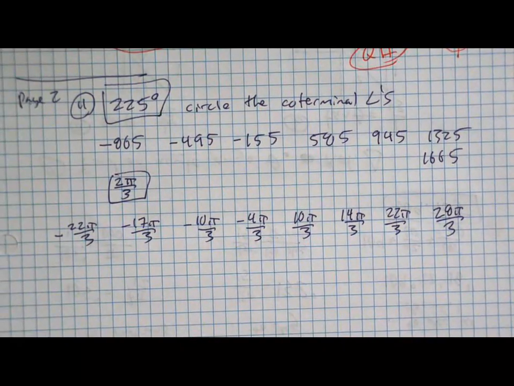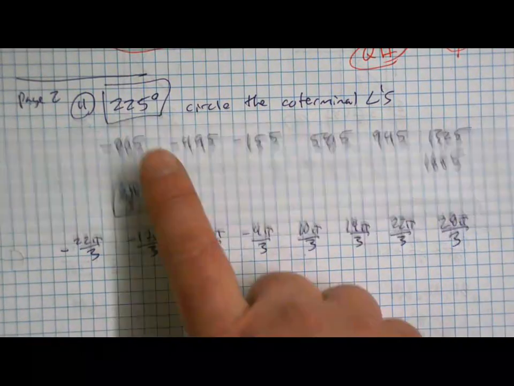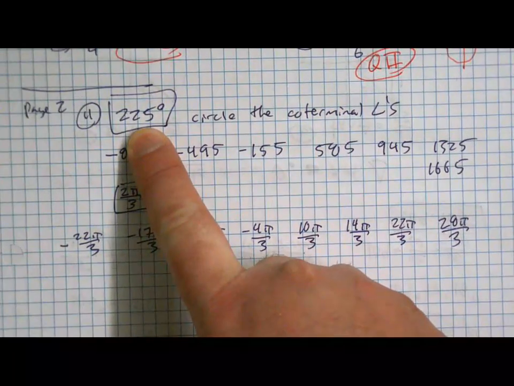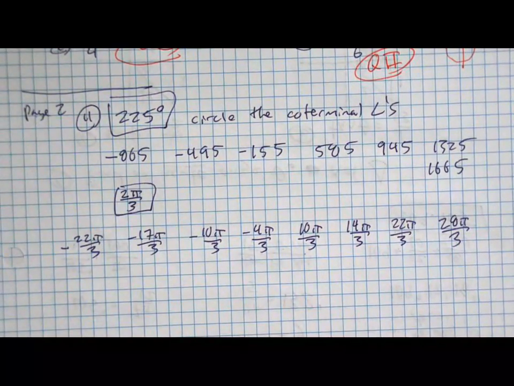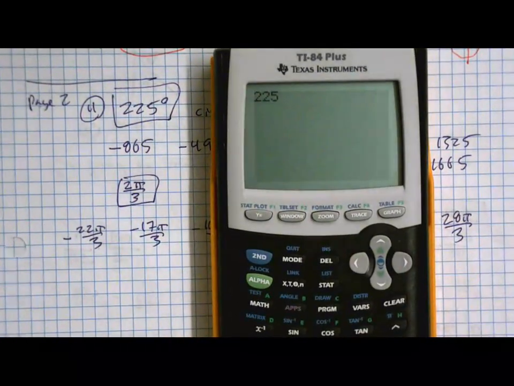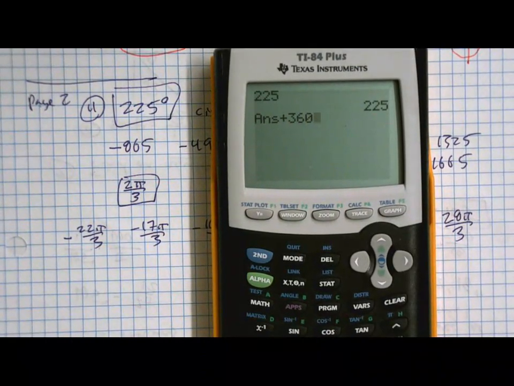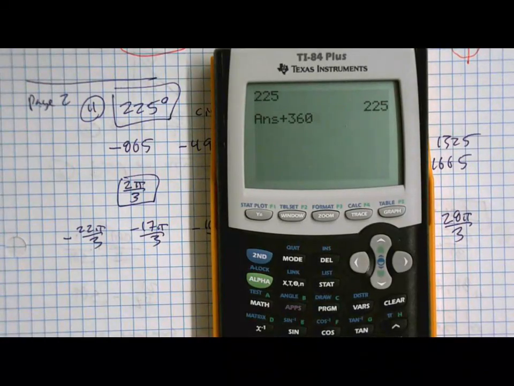There's a little trick you can do on your calculator to make this problem very efficient. I think you guys all know what to do, right? You're just going to take the angle that I give you and add and subtract what? 360. Do you remember the little trick to make this easier? Type in 225, hit enter, and then type plus 360, and then you can just keep hitting enter over and over again, and it will just continue adding 360 each time.